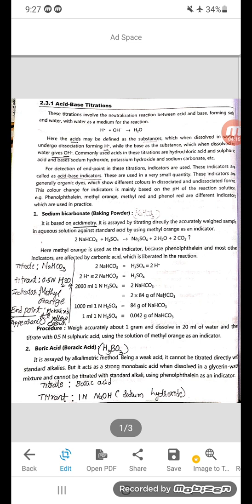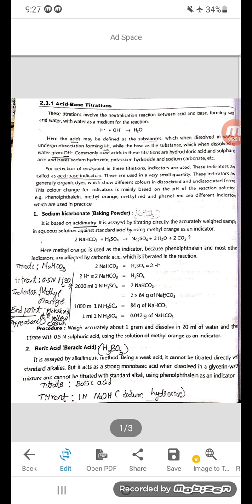Sodium bicarbonate is assayed by acid base titration, especially the acidimetry method. It is titrated with sulfuric acid or hydrochloric acid, preferably sulfuric acid, of 0.5 normality concentration. Using methyl orange as an indicator, the endpoint is the color change from pinkish red to yellow. Two molecules of sodium bicarbonate, NaHCO3, react with sulfuric acid, which gives sodium sulfate, and carbon dioxide is liberated along with 2 molecules of water. So the reaction is also very important.